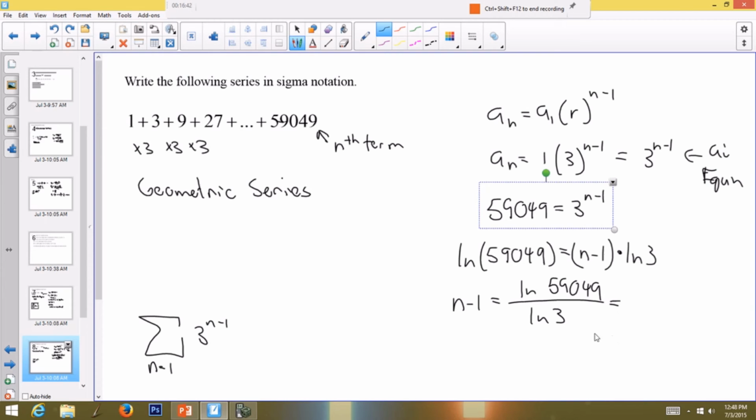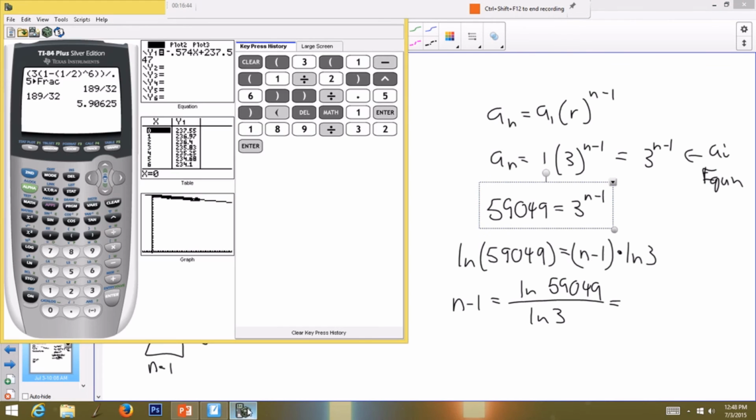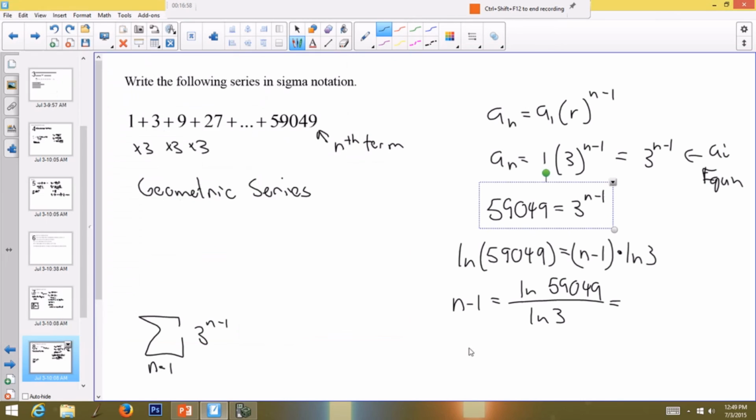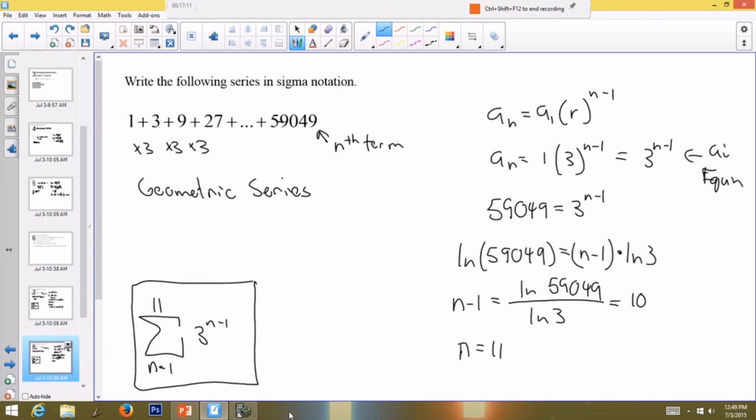All right, so this expression right here, I'm going to grab my calculator. I'm going to go ln 59049 divided by the ln of 3. And let's hope this comes out to a whole number. It's 10. So I've got this expression equals 10. So n minus 1 equals 10. Add 1 to both sides, and I get 11. So this is the sum of the first 11 terms in this particular series.